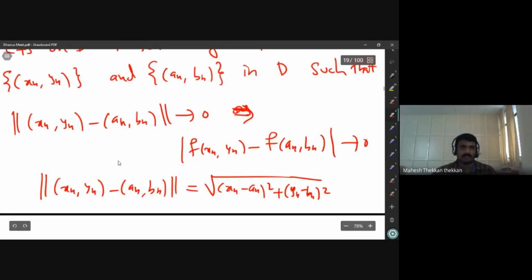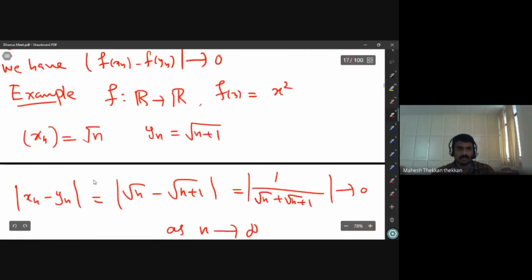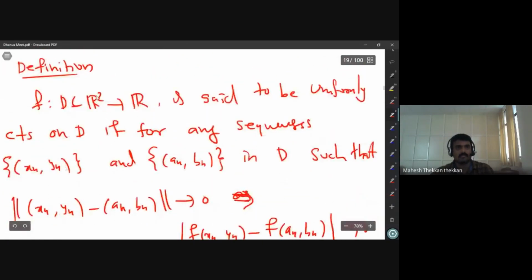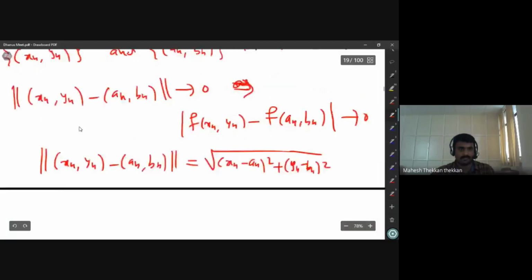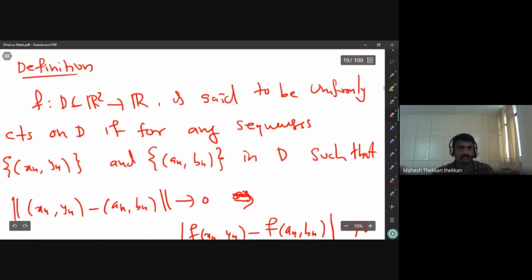The same case we discussed for a single variable, I have extended to the two variable case. That is all. So you have to consider any two sequences such that the difference goes to 0. Then the difference of their f values also has to go to 0. Then we say f is uniformly continuous on D.